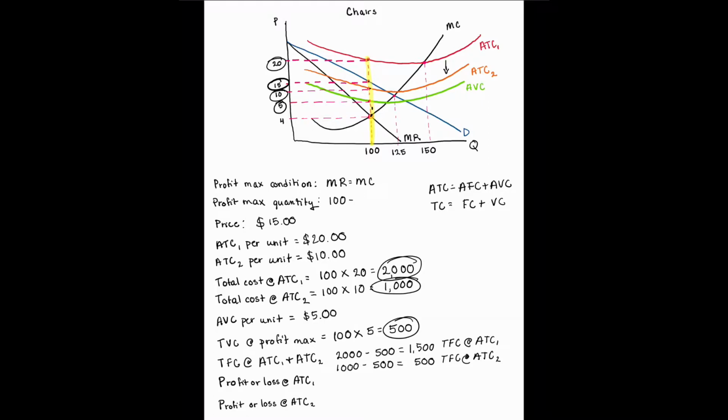And then finally, the last thing I would ask is to calculate profit or loss at both average total cost 1 and average total cost 2. To calculate the profit or loss, we need to remember the price. Remember the formula for total revenue: total revenue is quantity times price. So at our profit maximizing quantity of 100 times our price of $15, we would have a total revenue of $1,500.